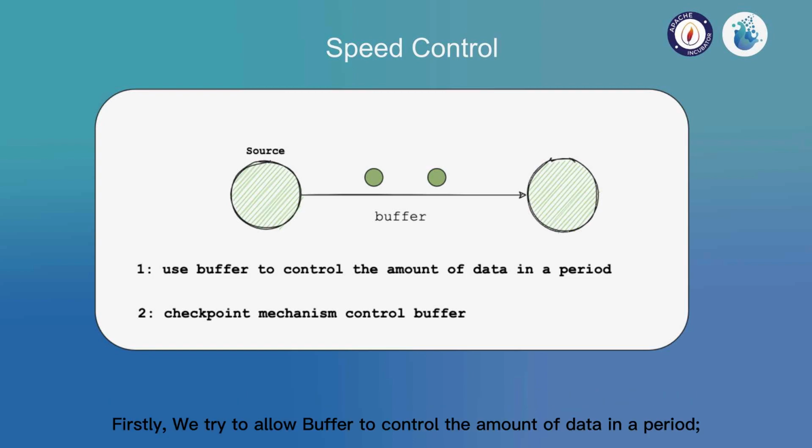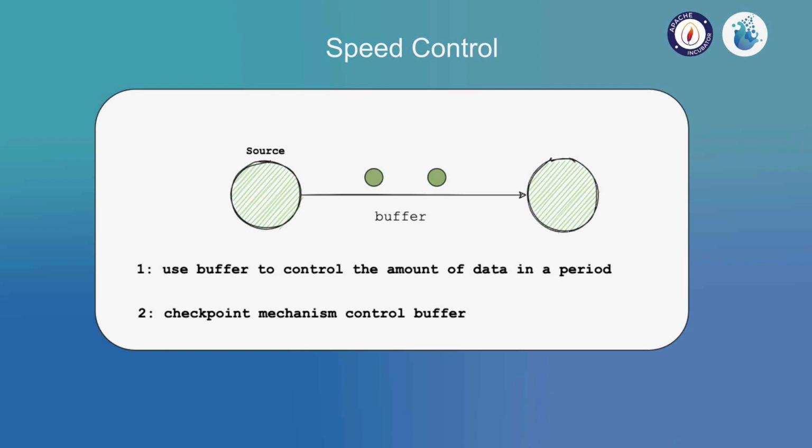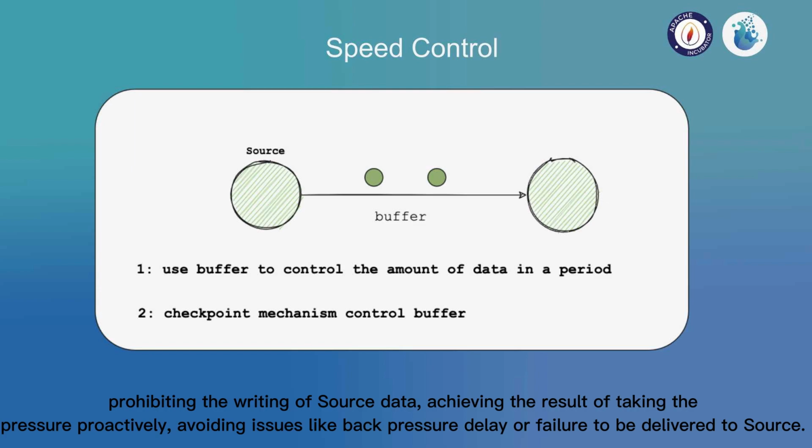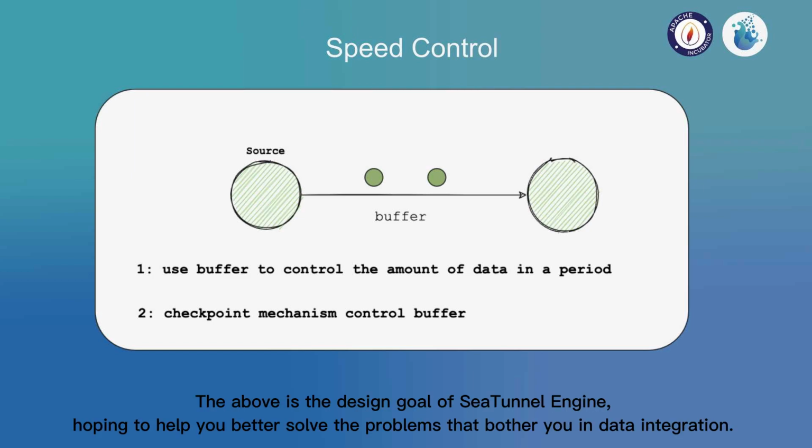Firstly, we try to allow the buffer to control the amount of data in a period. Secondly, by the checkpoint mechanism, the engine can lock the buffer after the checkpoint reaches the maximum number of parallelism and executes an interval time, prohibiting the writing of source data, achieving the result of taking the pressure proactively, avoiding issues like back pressure delay or failure to be delivered to source. The above is the design goal of SeaTunnel Engine, hoping to help you better solve the problems that bother you in data integration.